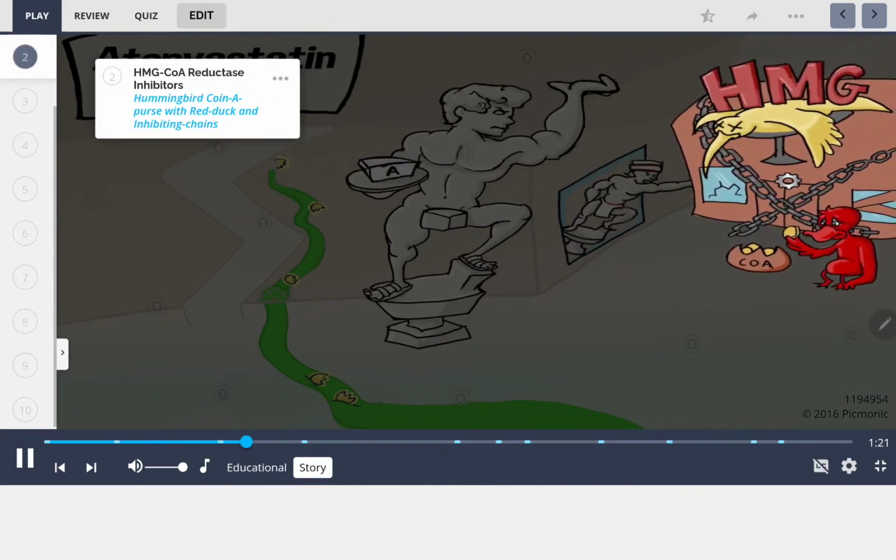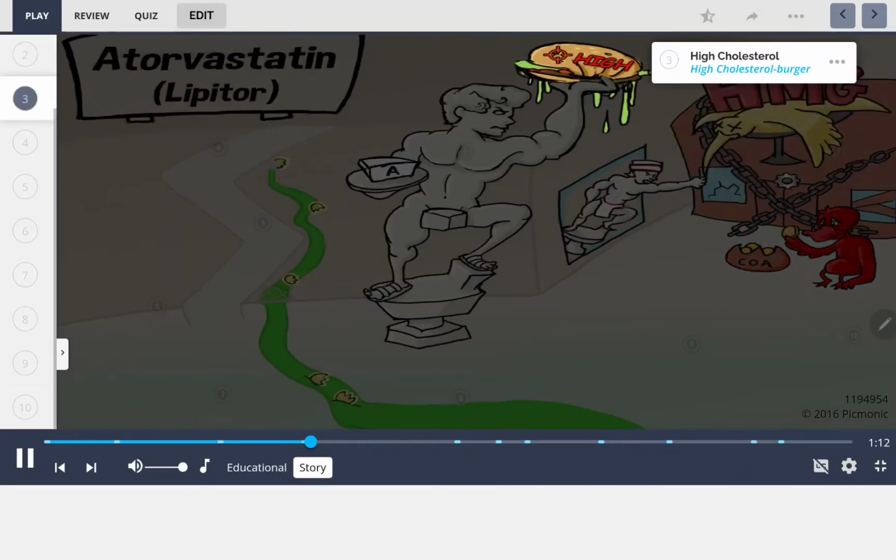I say used to because everyone eats tofu now, so the coin purse of the Red Duck is running low on coins, and he's closing for good. Putting high-cholesterol burger joints out of business is something every atorvastatin tofu stand sets out to do.